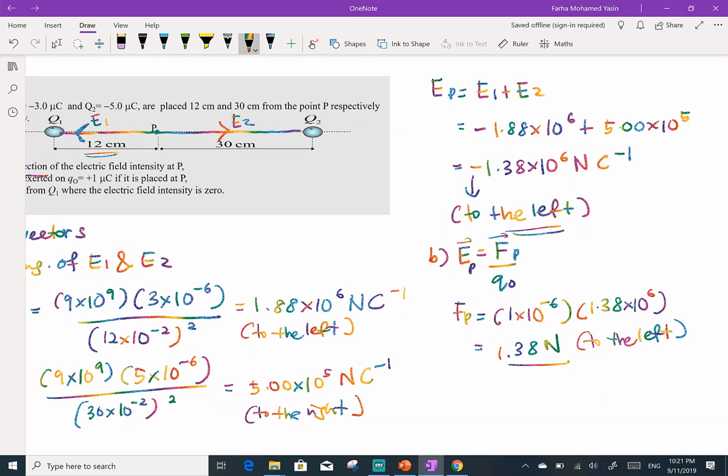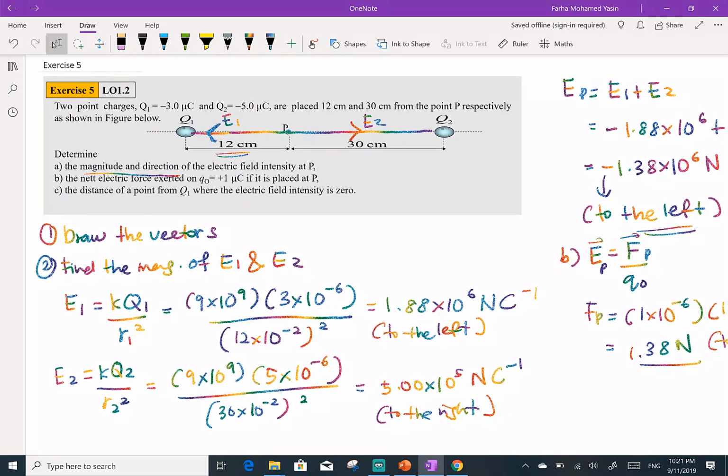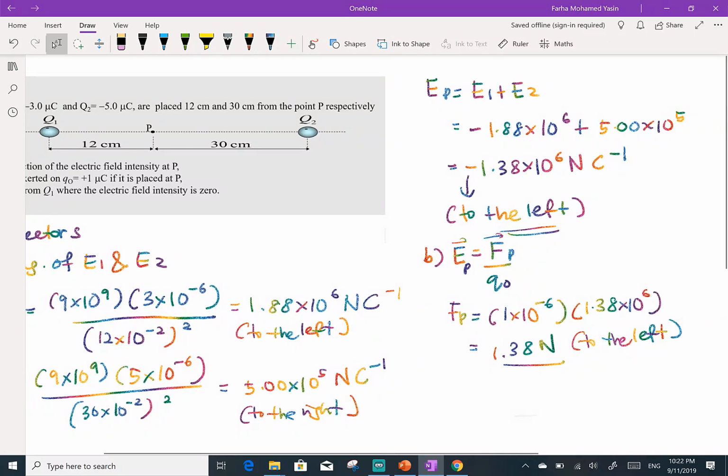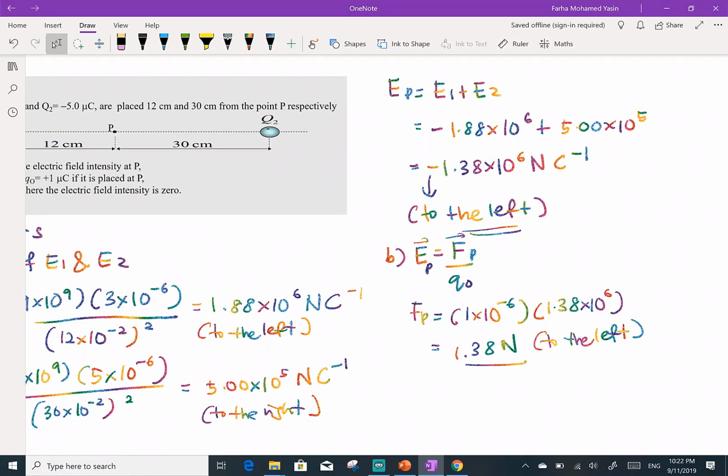Okay, seterusnya untuk C. Okay, soalannya, the distance of a point from Q1 where the electric field intensity is 0. Okay, so for C, nak cari kat manakah point di mana Q1 tu akan menghasilkan E equals to 0. Kat mana kita perlu letakkan satu point supaya E tu adalah equals to 0. Misalnya total E equals to 0.